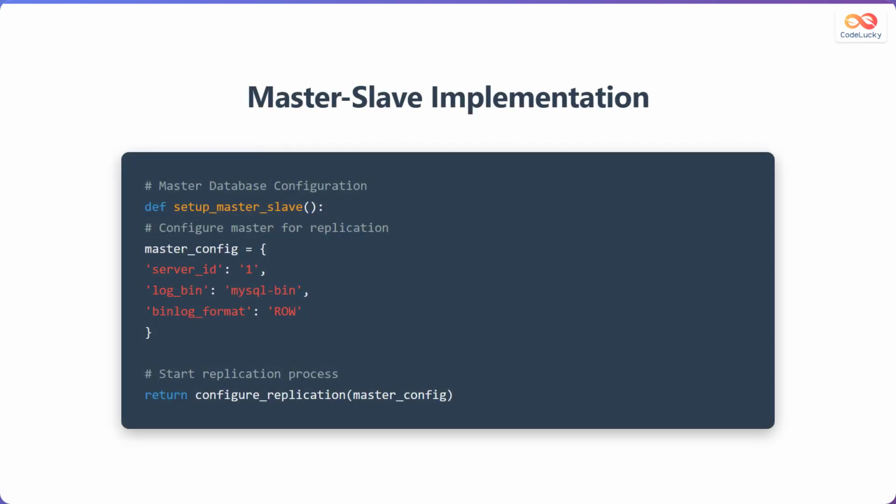Here is the sample code to show the implementation of master-slave configuration. This code block shows a basic setup for a master-slave configuration. The function setup_master_slave configures the master database for replication. It sets parameters like server_ID, log_bin, and binlog_format to ensure proper replication. Finally, the configure replication function starts the replication process.